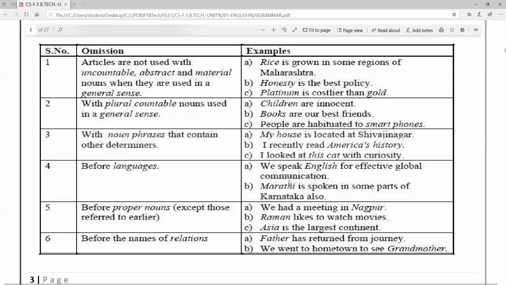Before languages, so whatever the languages are there, before those languages also we are not using article the. For example, we speak English for effective global communication. We speak English for effective global communication.